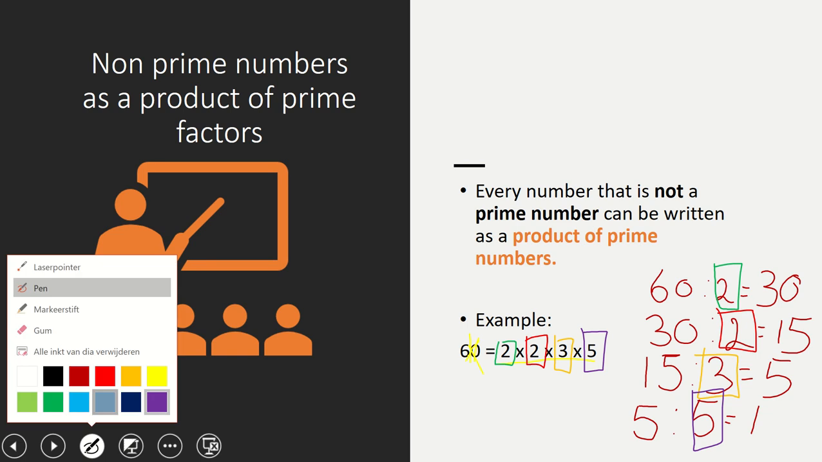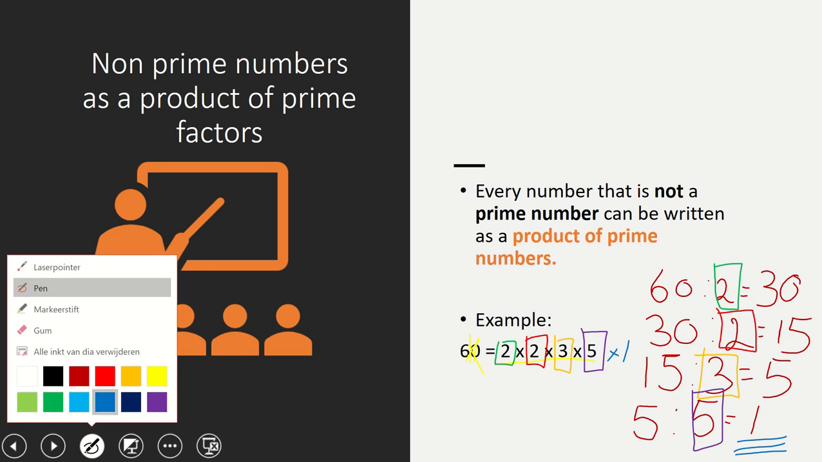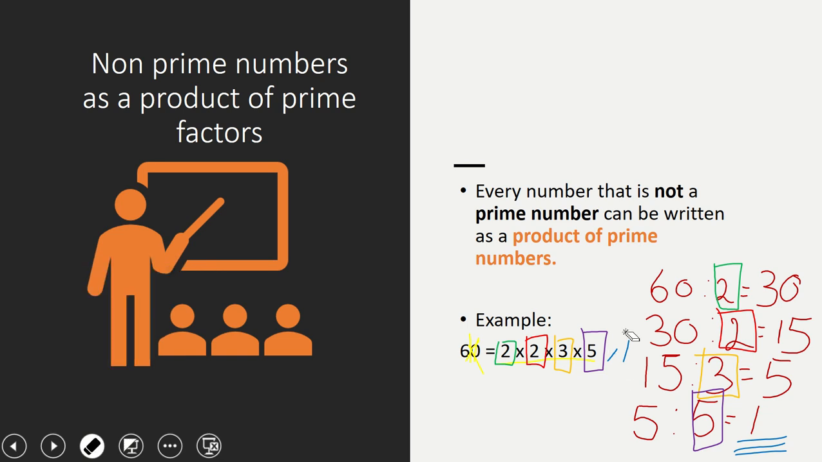You see, I end with a 1. And that doesn't matter because I can write down times 1 over here. But then your answer is still 60. So please do not write 1 down because it's useless information and you do not need to write it down.